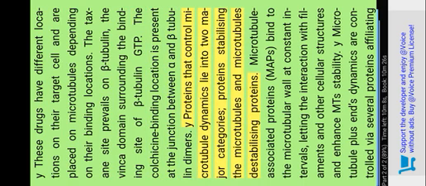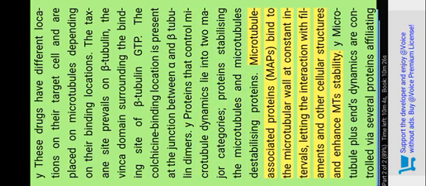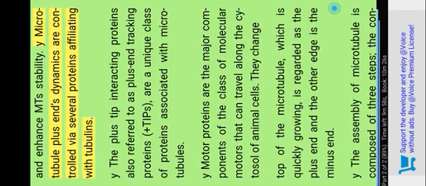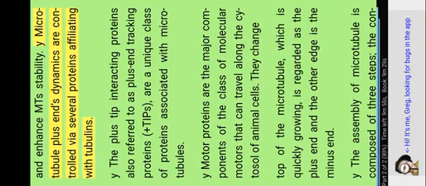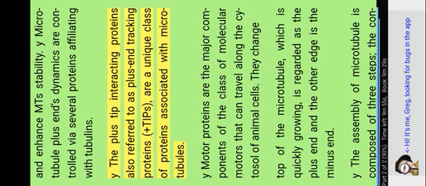Proteins that control microtubule dynamics fall into 2 major categories: proteins stabilizing the microtubules and microtubule destabilizing proteins. Microtubule-associated proteins, MAPs, bind to the microtubular wall at constant intervals, allowing interaction with filaments and other cellular structures and enhancing microtubule stability. Microtubule plus end dynamics are controlled via several proteins affiliating with tubulins. The plus tip interacting proteins, also referred to as plus end tracking proteins or plus tips, are a unique class of proteins associated with microtubules.